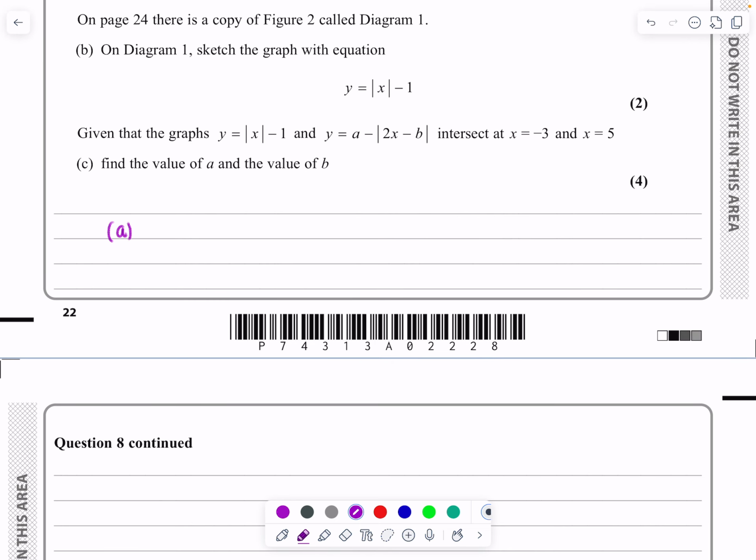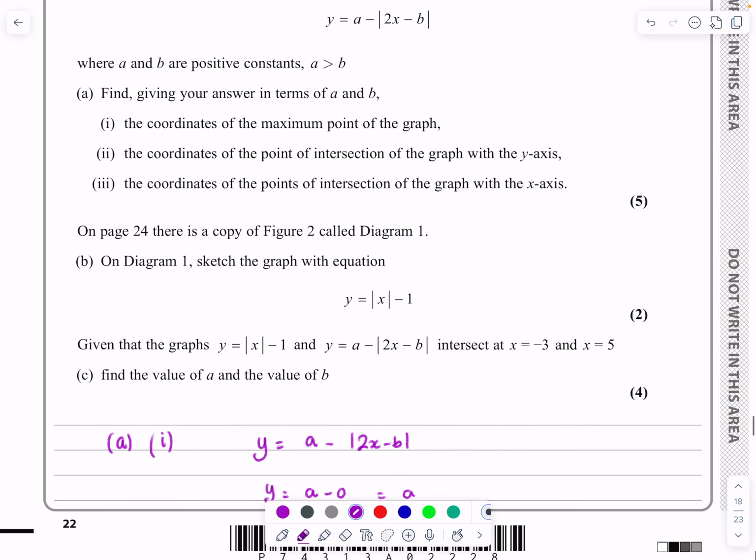So part a, part 1, we've got that y is equal to a minus the modulus of 2x minus b. So just logic decides that if this is a modulus function, then this is either positive or 0. So if I'm doing a minus something, for y max, I want that to be as small as possible. So y equals a minus 0 will be y max, so y would equal a. So that's the maximum value y can take.